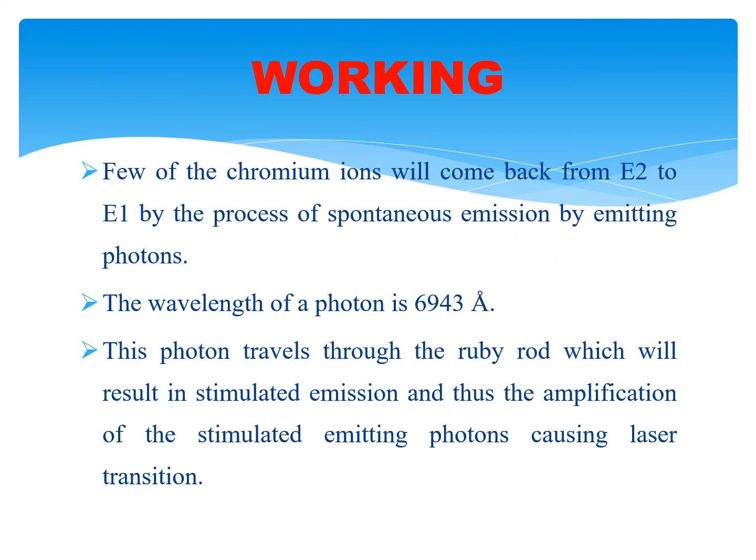A few of the chromium ions will come back from E2 to E1 by the process of spontaneous emission, emitting photons. The wavelength of the photon is 6943 Angstrom. This photon travels through the ruby rod, which will result in stimulated emission and thus the amplification of the stimulated emitting photons, causing laser transition.